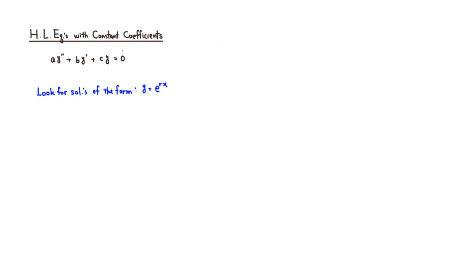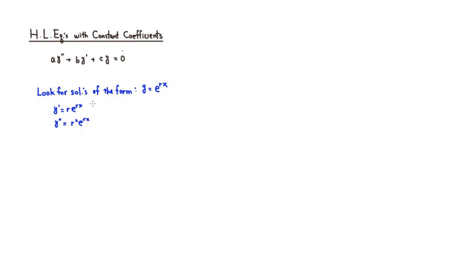Then we need to take the derivative. If you take the derivative of y, you get y prime is equal to e to the rx multiplied by the derivative inside, so it's r e to the rx. And the second derivative, we take the derivative again, so you're going to end up getting r squared e to the rx.